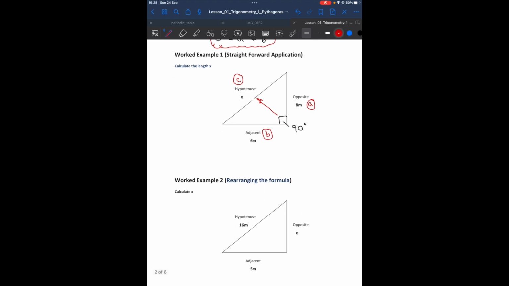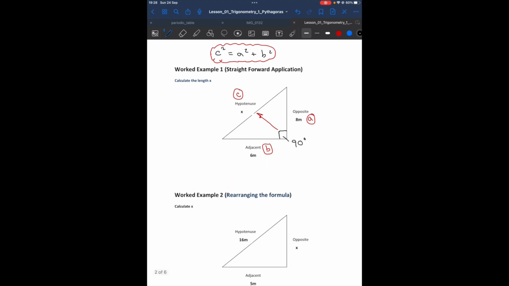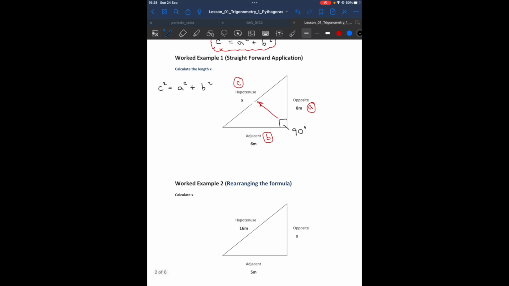The first thing you do with any mathematics, or with solving any question, is you always start by writing down the formula that you're going to use. In this case, because we're using Pythagoras' theorem, we're just going to write down the formula, c squared equals a squared plus b squared. The next thing is that we're not going to do any calculations. All we're going to do is look at the diagram and replace what we know into this formula. So we know that c is equal to x. So I'm going to replace this c with x so that I get x squared equals.